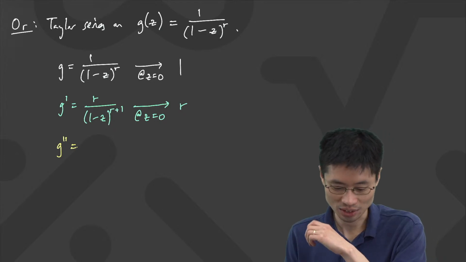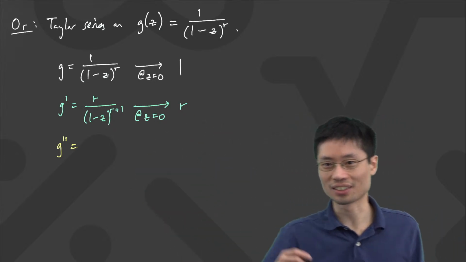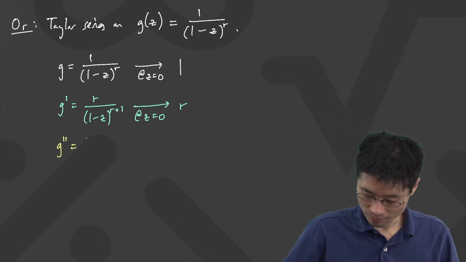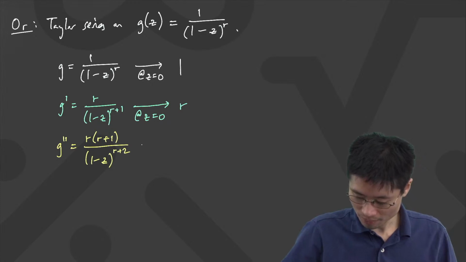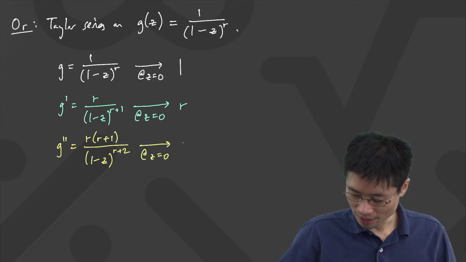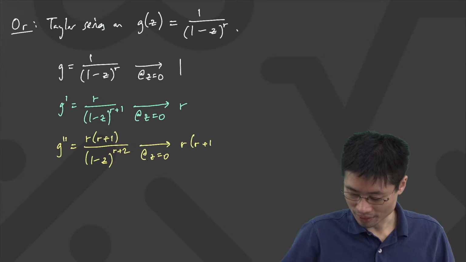Well, I'll go ahead and do it. So it's going to have, oh yeah, Jack, go. Yeah, hope we don't mess this up, but I think we get another factor of r plus 1 in the top. Yes, you do. The r. And then the bottom? The bottom is 1 minus z to the r plus 2. Yep. At z equals 0, r times r plus 1.